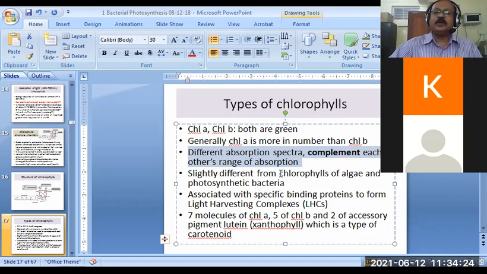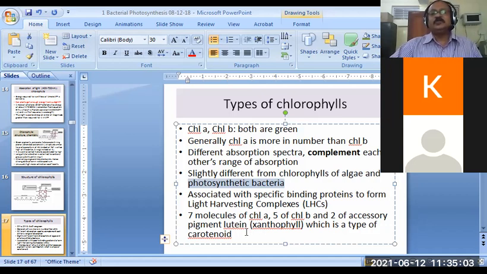Now, in the case of algae and photosynthetic bacteria, the structure of these chlorophylls is slightly different, and therefore the absorption spectrum is also slightly different, but the overall mechanism or function of the molecules is the same. Now these chlorophyll molecules are associated with different proteins, and when they bind with the proteins, they form certain types of complexes, which are called light harvesting complexes. These are also referred to as LHCs. LHC stands for light harvesting complexes.